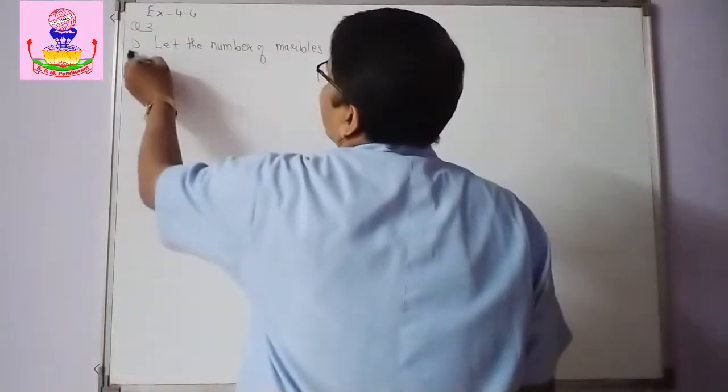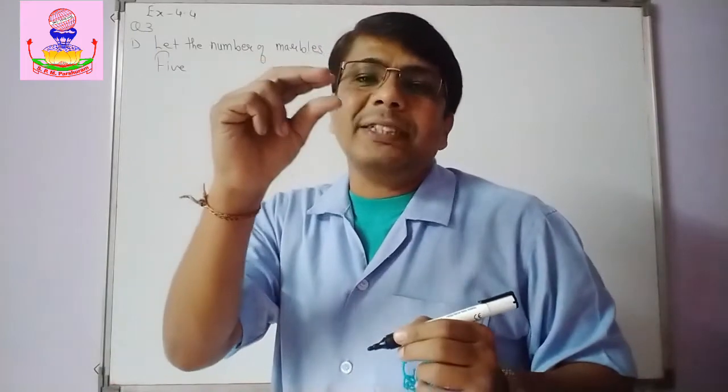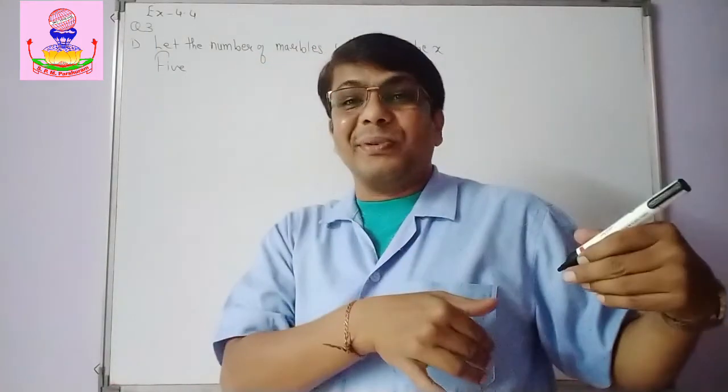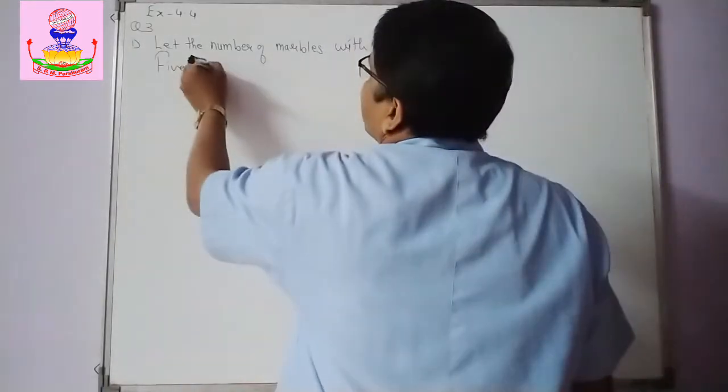Okay. Now Irfan has 7 marbles more than 5 times the marbles. So 5 times the marbles. We are going part by part and then we will put the equation. Okay. So it will be easy. So 5 times the marbles.